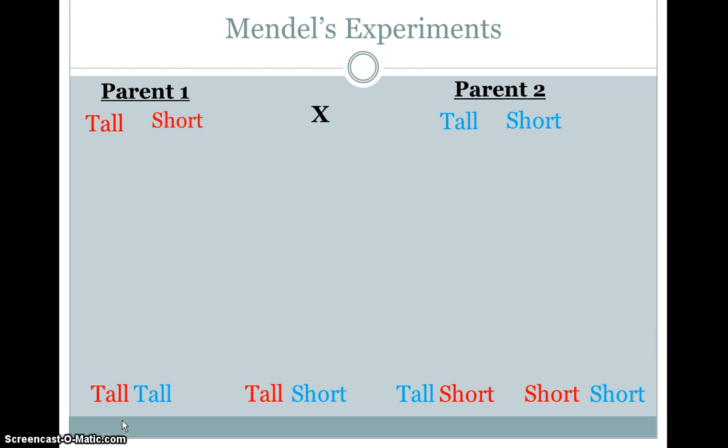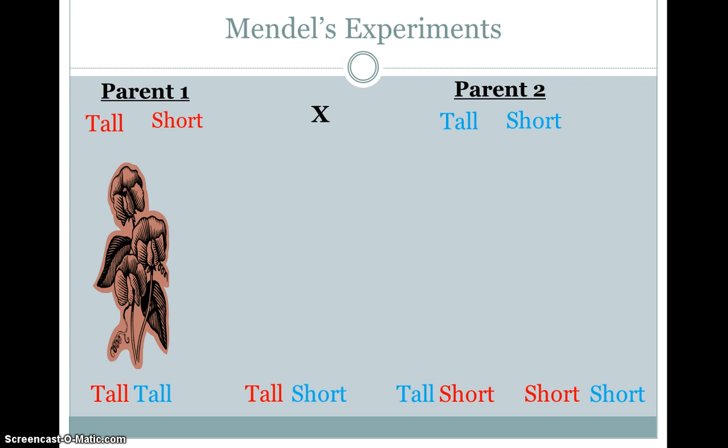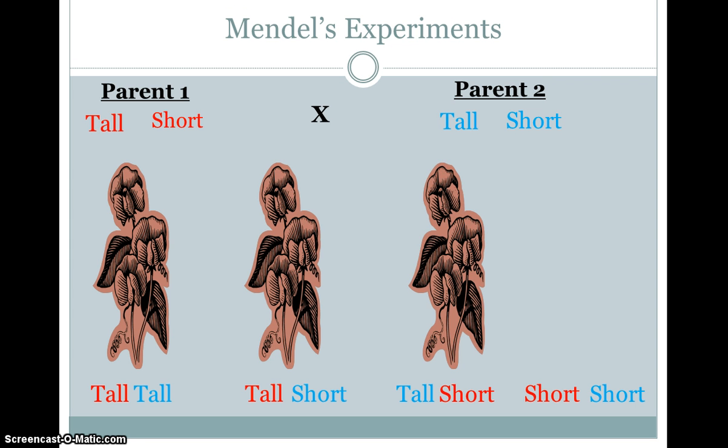So two tall alleles obviously would mean that that plant would be tall. Tall and short, believe it or not, actually means tall as well. Short and short obviously means short.